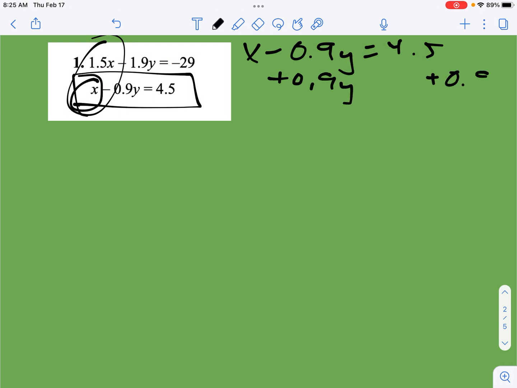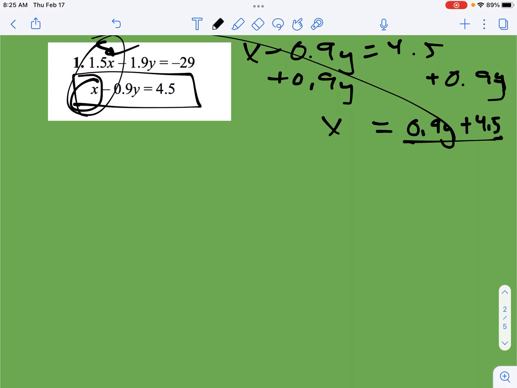Notice I'm not lining it up under the constant there, because it doesn't combine with that. So this says 0.9y, and you guys know I like putting the variable first, plus 4.5. Now I'm going to take this for x and substitute it in for x right over here.